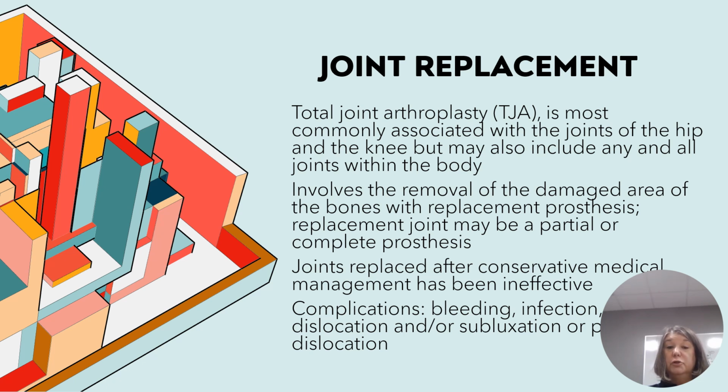Arthroplasty. So total joint replacement, or arthroplasty. Most commonly associated with the joints of the hip and knee, but actually they can do any joint within the body at this point. So osteoarthritis is the leading clinical indication for a joint replacement. They actually take out the damaged areas of the bone and replace it with a prosthetic. It's really pretty cool. If you've never seen a joint prosthetic, I would Google it. It's just kind of cool that they can do that. You definitely look like a robot.